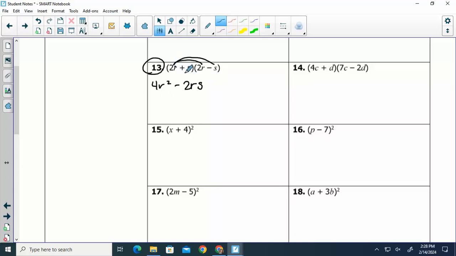If I take s times 2r, 2rs. And then s times negative s, minus s squared. All right. So, what like terms do we have? Negative 2rs and 2rs. Those cancel out because they're opposites, so they're gone.